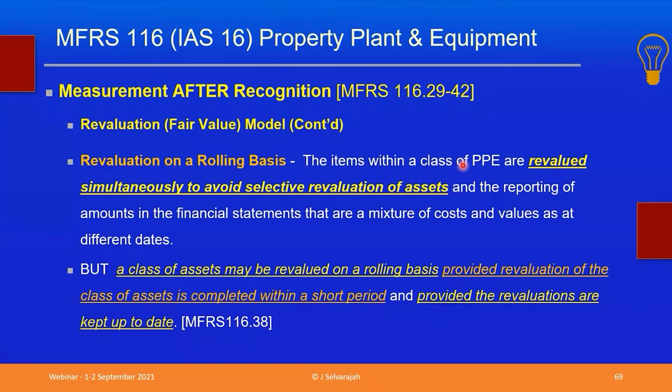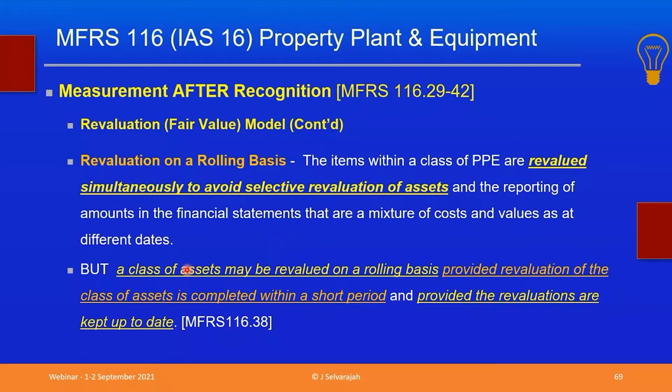So items within a class, say land and buildings, are revalued simultaneously to avoid selective revaluation. So you cannot say, I want to value this building this year, that building next year. You have to value all, okay? And the reporting amounts are not a mixture of partly not revalued, so at cost, and partly revalued, so at valuation. That is not the way the standard requires us to do.